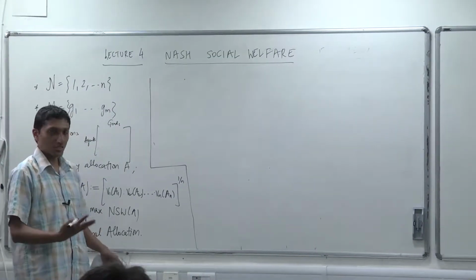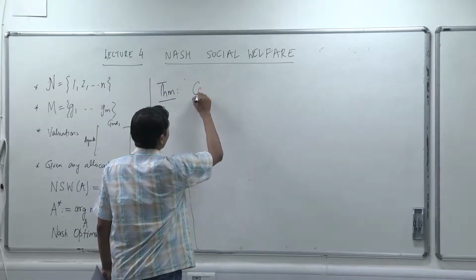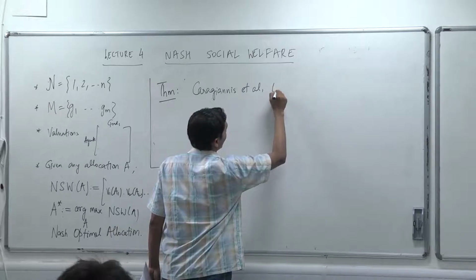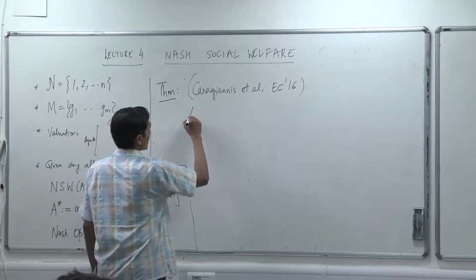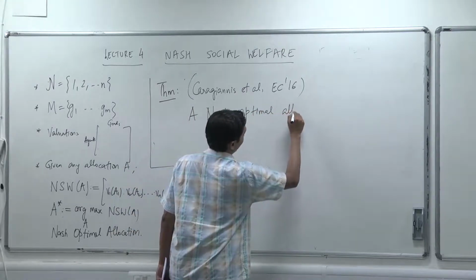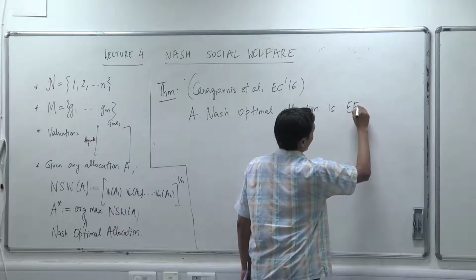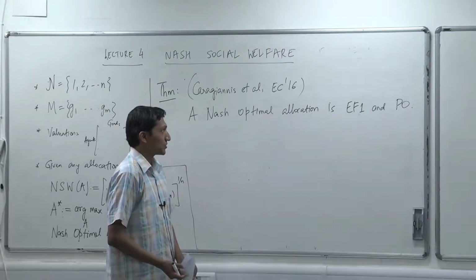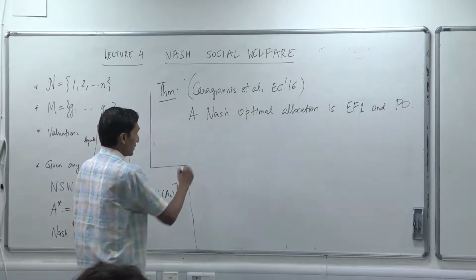And here's why we care about the existence of a Nash optimal allocation. This is a theorem in a recent paper by Caragiannis et al. from EC16. The theorem says that a Nash optimal allocation is EF1 and PO. Now I'm assuming that everyone understands what EF1 is, and I haven't told you what PO is, so that's what I'll tell you now. PO stands for Pareto optimality.